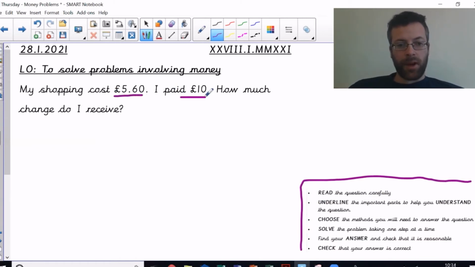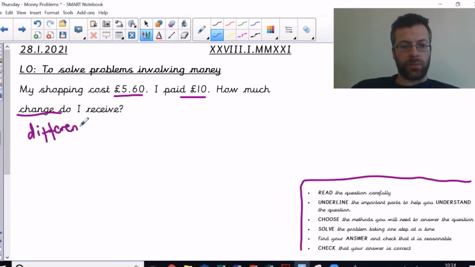I paid £10. How much change? And as soon as I see change, I'm thinking of difference. Okay. And for this one, I'm going to add on now. I showed you the methods before about how I'd do that. Okay, so I've read the important bits. I've read the question. I've underlined the important bits.